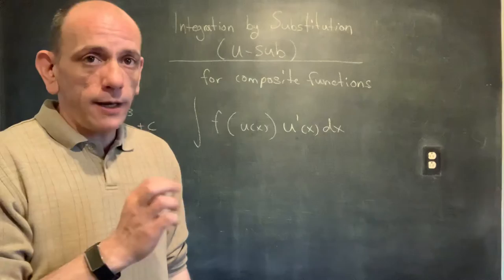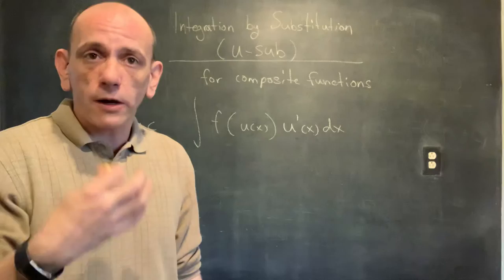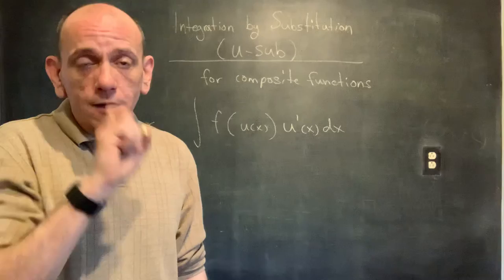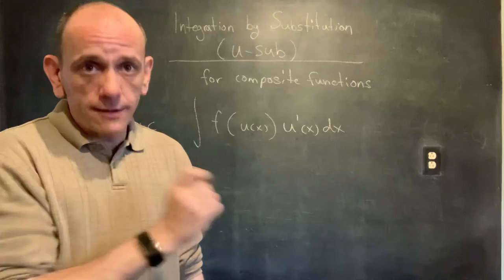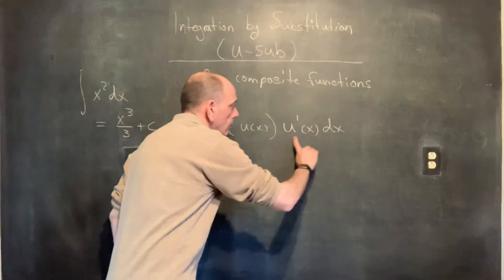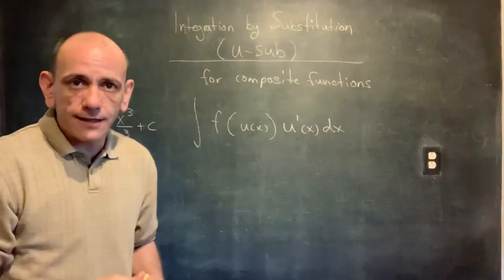But if my u is something more complicated or a higher order function, say like an x cubed, when I take the derivative of x cubed, I get 3x squared. So that x squared there, that derivative, needs to be in here somewhere. Otherwise, it's not going to work. Okay, so this piece right here, that's the key. That's what's important.